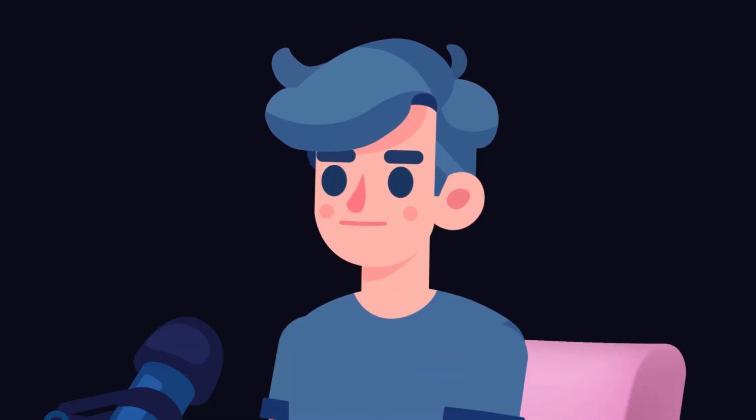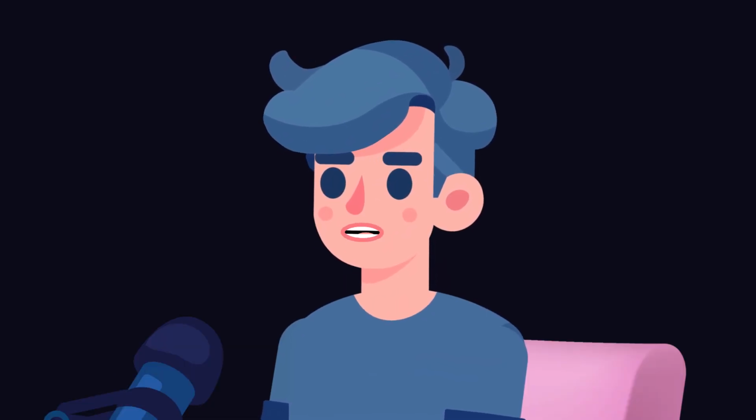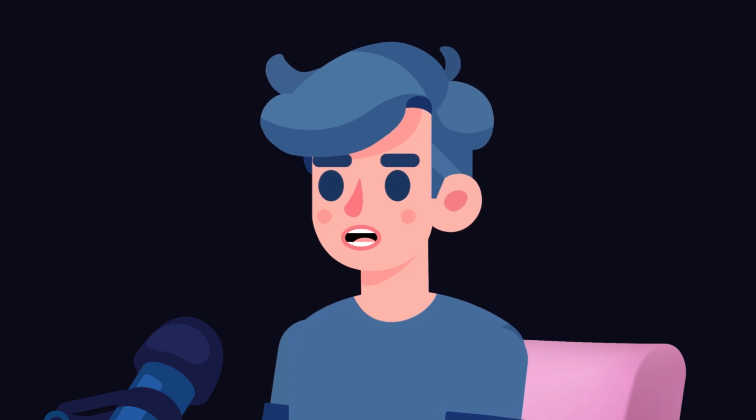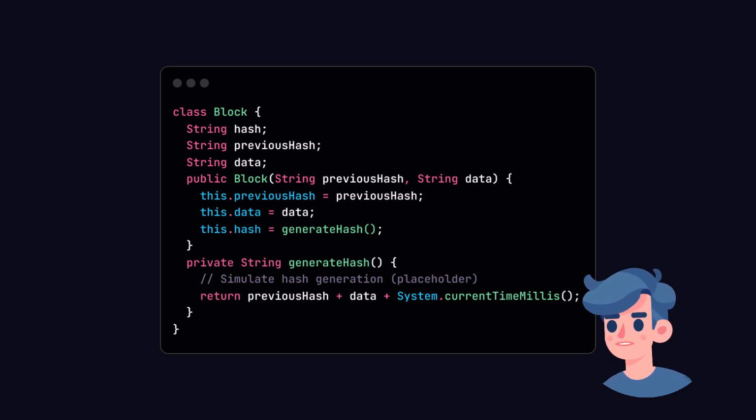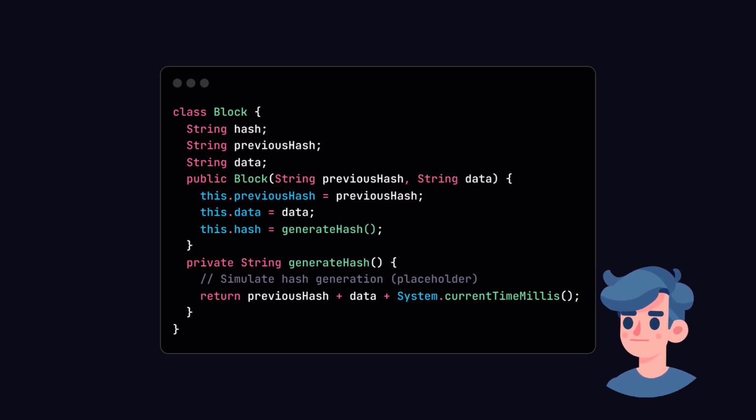Now that we have a basic understanding, let's break down how blockchain works. At its core, a blockchain consists of a chain of blocks, where each block contains a list of transactions. Each block contains three essential components: a hash, the previous block's hash, and the data. The block's hash is a unique identifier generated from the contents of the block using a cryptographic function. It plays a critical role in linking blocks together.